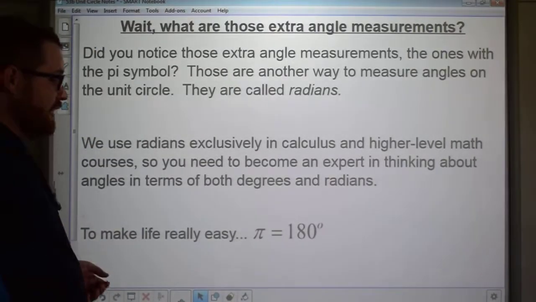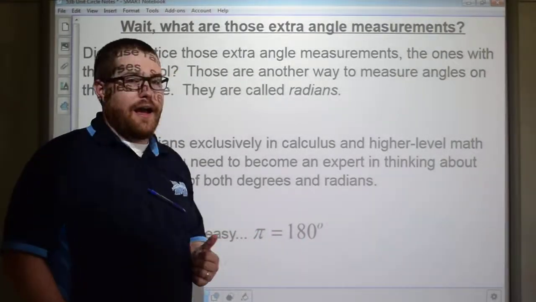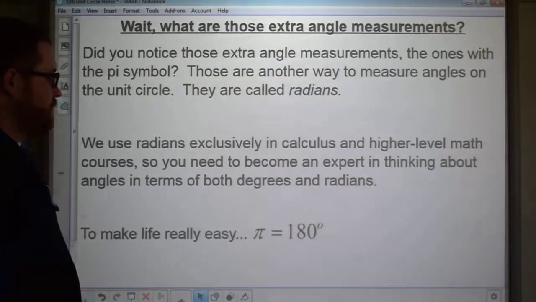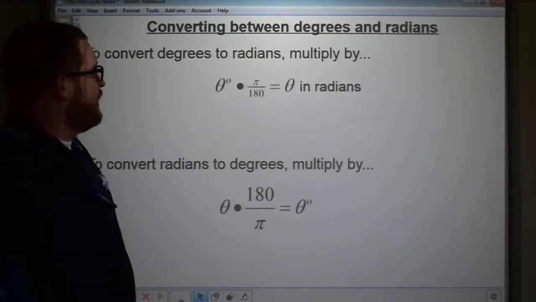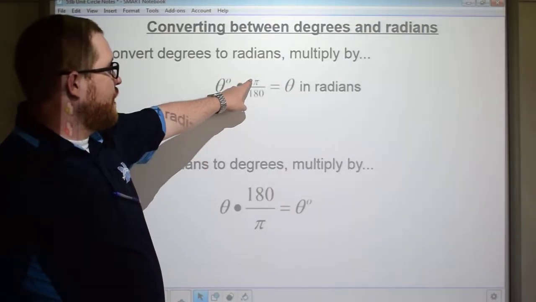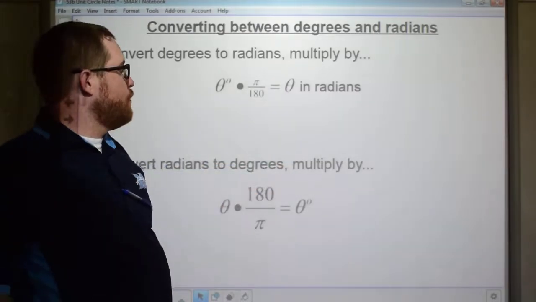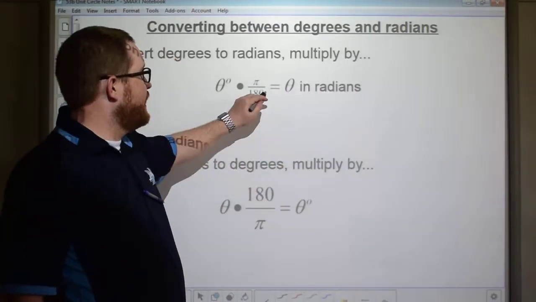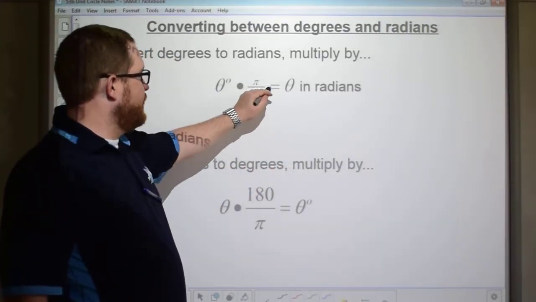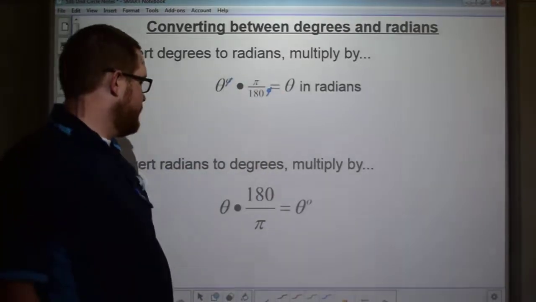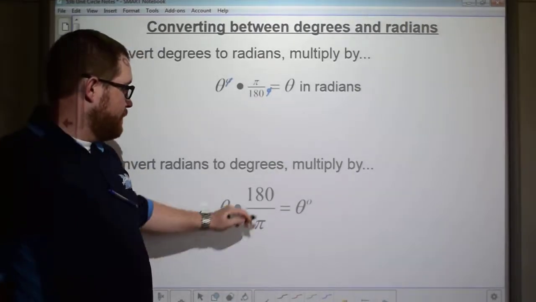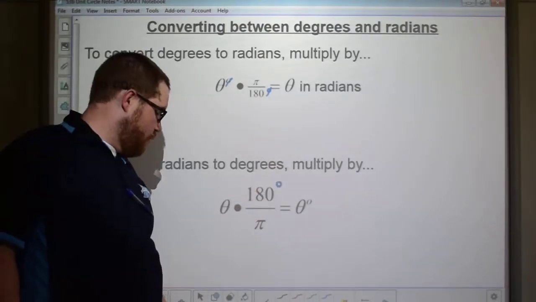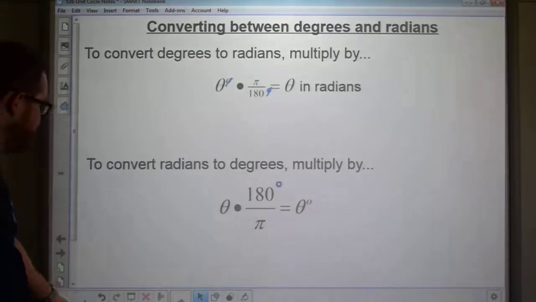To make life really easy, 180 degrees is pi. That's the relationship between the radians and the degrees. If I have something in degrees, I'm going to multiply by pi over 180 to make it in radians. And it makes sense because the 180 degrees on bottom, degrees will cancel, and now you're in radians. If it's the other way, if you're in radians and you want to convert to degrees, you multiply by 180 degrees over pi.